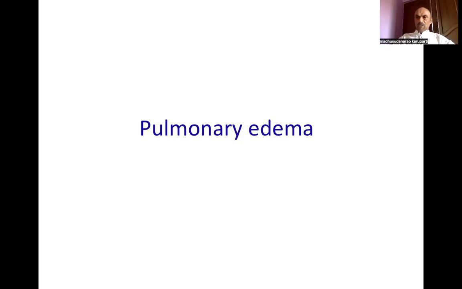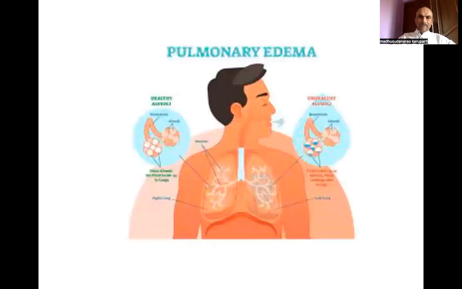Etiologically, pulmonary edema is of two types, cardiogenic and non-cardiogenic. Well, let us go about this. This picture shows the presence of pulmonary edema. These are the lungs in health, normal alveolar sacs without any fluid, and normal interstitium. There is no fluid in the alveoli or the interstitial compartment. Here, the lung with pulmonary edema shows the presence of fluid in the alveolar sacs and also in the interstitial compartment.